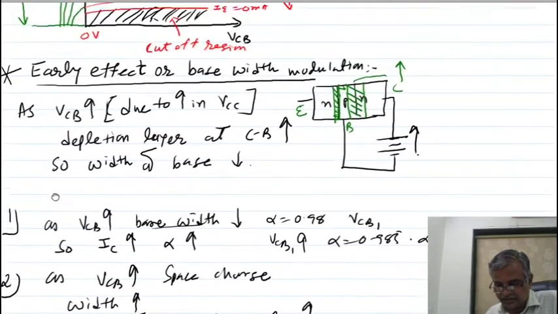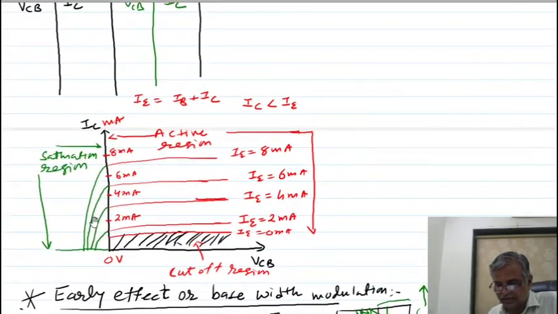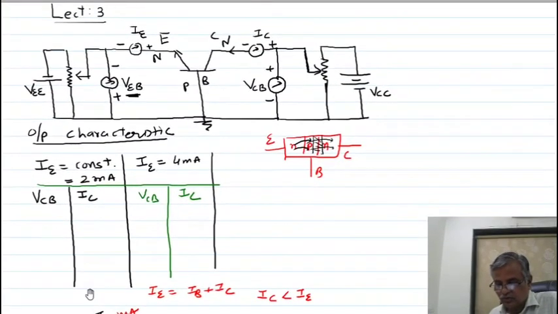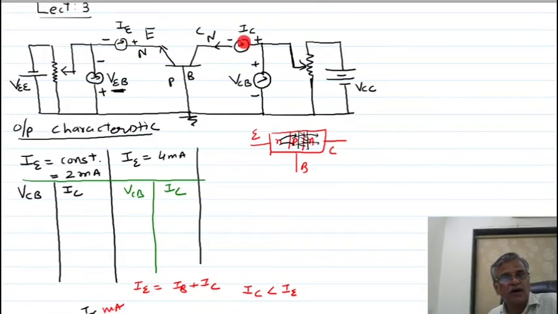In short, I am discussing what we have discussed in today's lecture. Today we want to find the output characteristics. What are output characteristics? The graph of the output collector current versus collector base voltage with a constant input emitter current is called output characteristics.